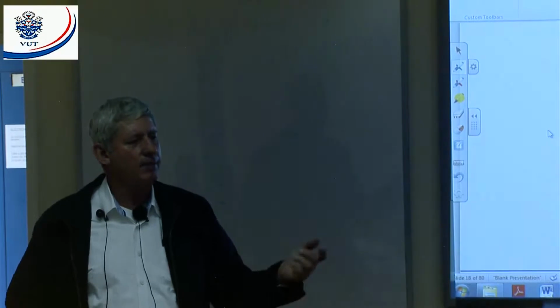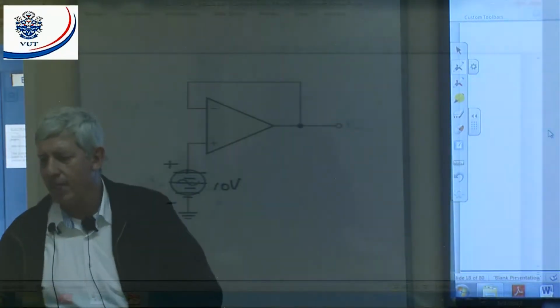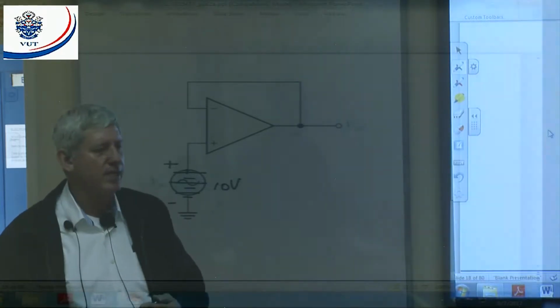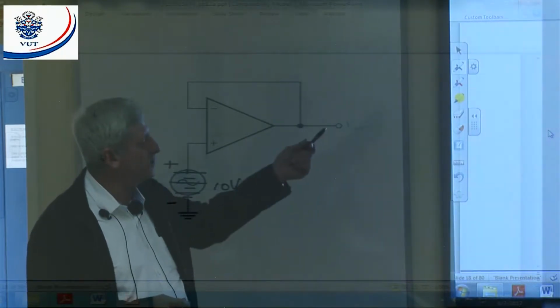Now you will say, sir, what is the use of a circuit like that? I put plus 10 volts in and I get plus 10 volts out. Or I put a sine wave in and I get a sine wave out. If I put a square wave in, I get a square wave out. What is the advantage of the circuit?